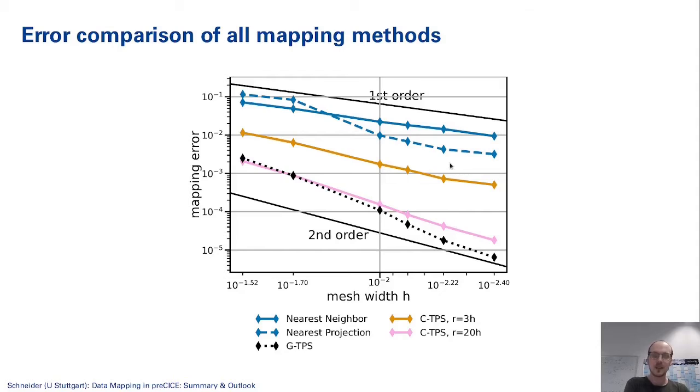The behavior of the nearest projection mapping is a bit mixed. For very coarse input meshes, our mapping method is dominated by the projection error we make when performing the extrapolation, as I explained before. And if we refine our geometry, then the nearest projection mapping clearly outperforms the nearest neighbor mapping, and the error behavior is mainly dominated by the interpolation scheme.